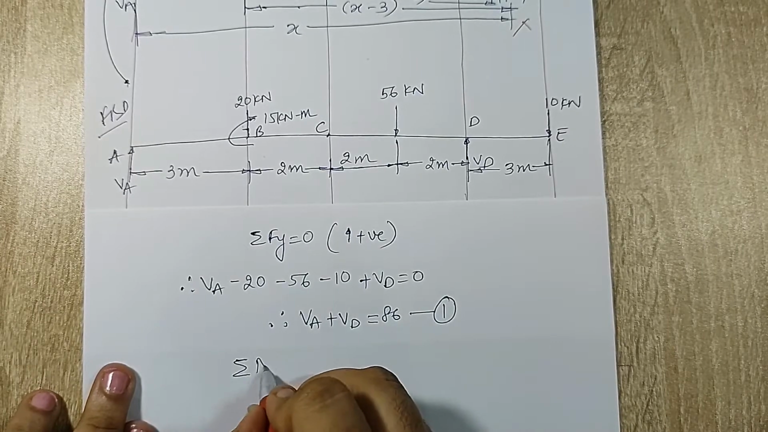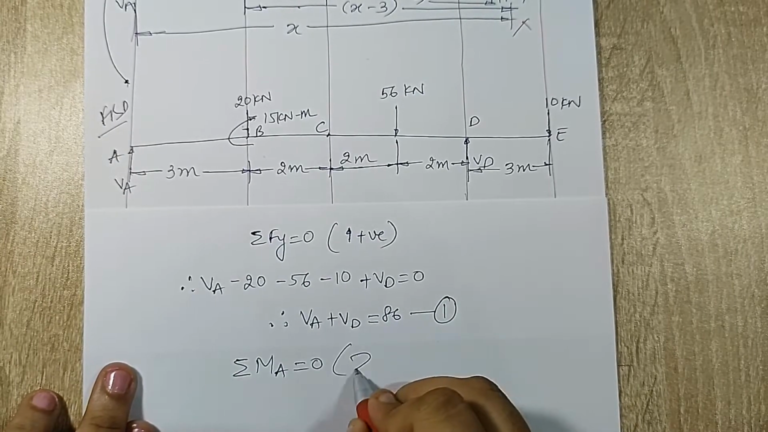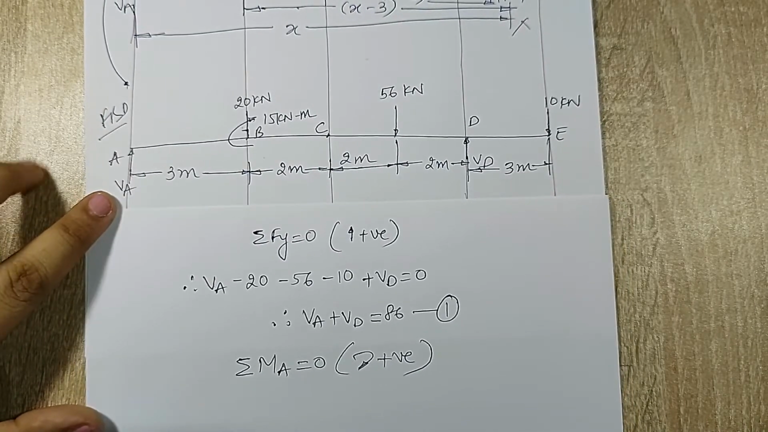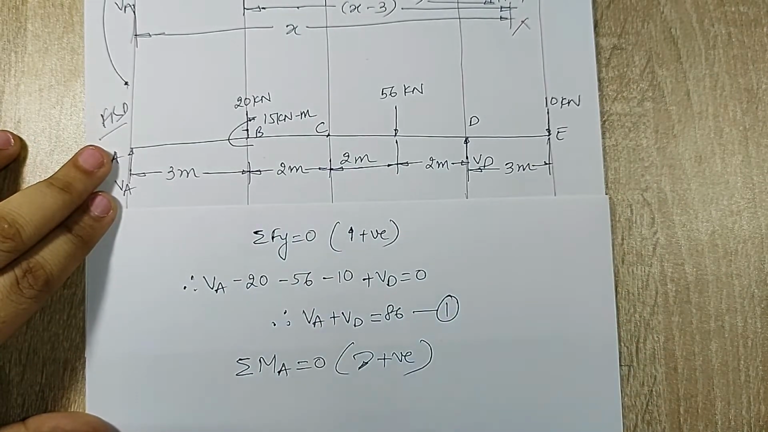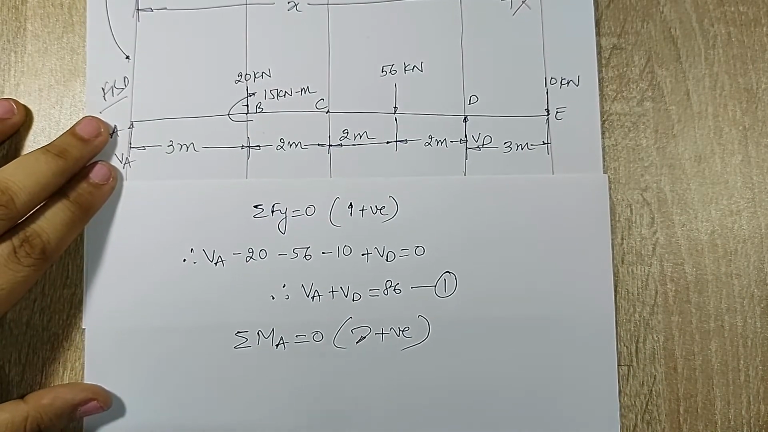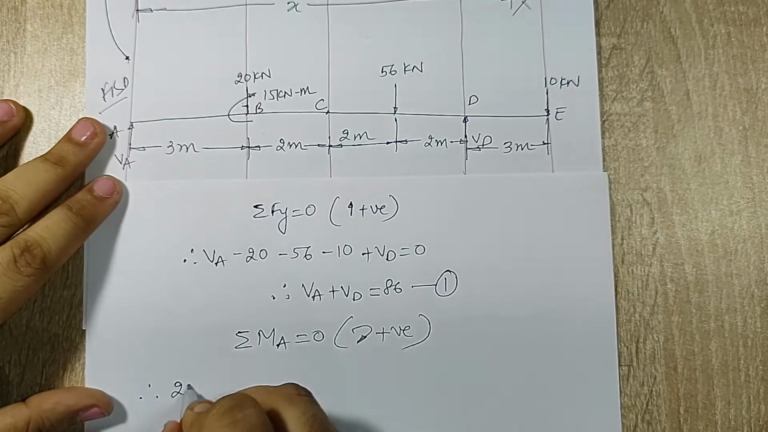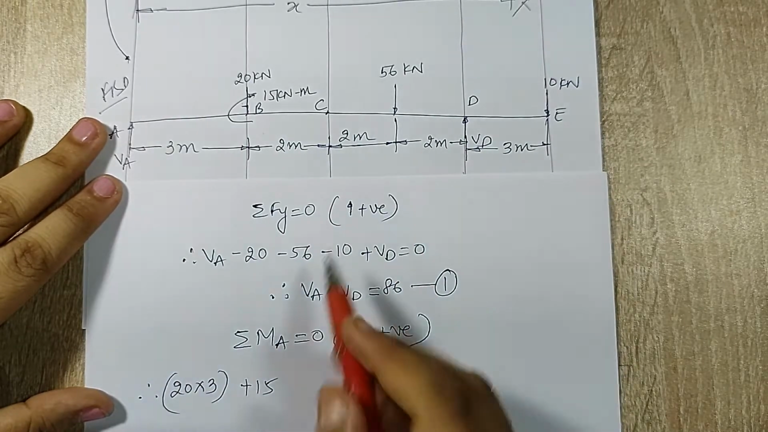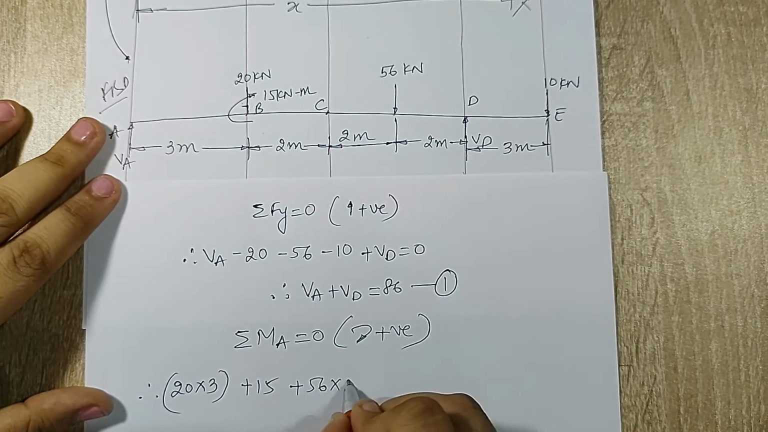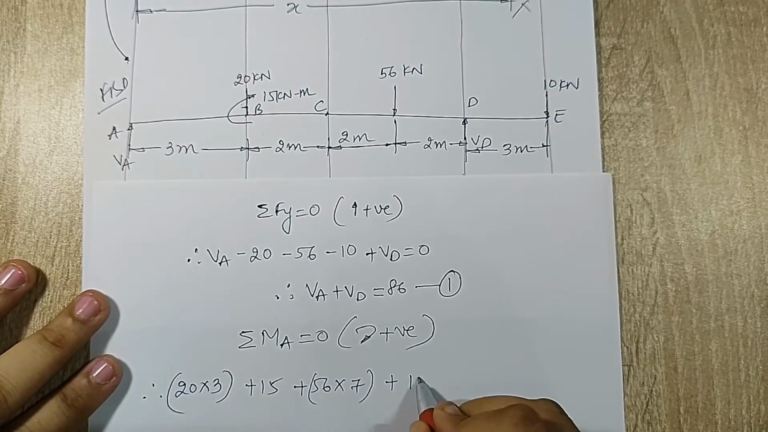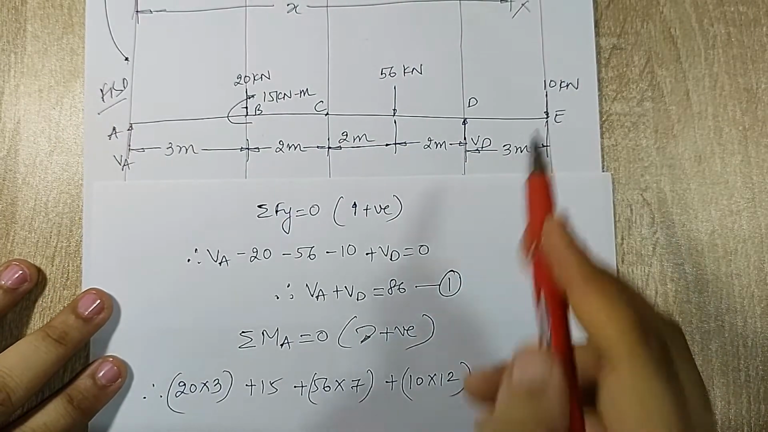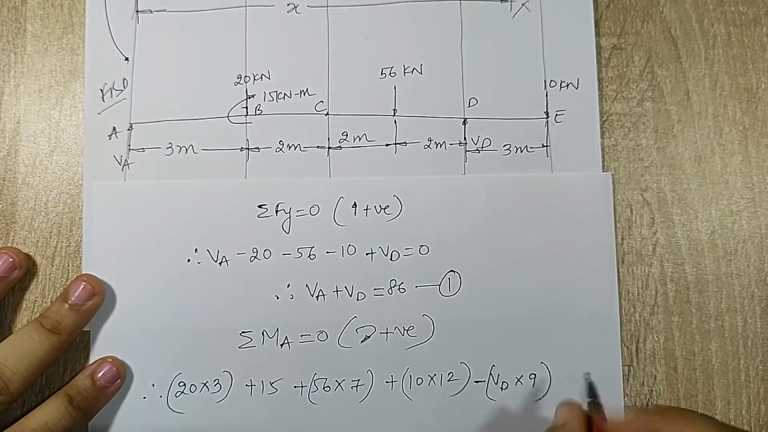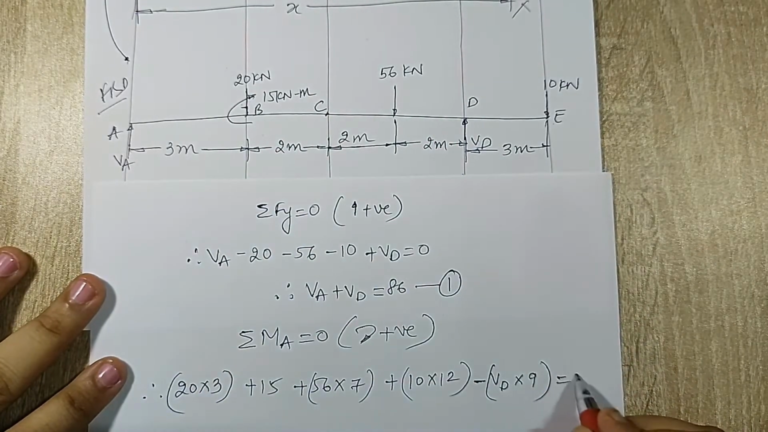Next I can write down summation of moment about A is equal to 0, and clockwise moment will be considered positive. So from the end A I am going to view, and all the forces have to turn either clockwise or anti-clockwise. So I'll have first one 20 into 3 clockwise plus 15, this is turning clockwise towards A. Next I have plus 56 into 7, then I'll have plus 10 into 12, which is this one, and this VD will be minus VD into 9 because it is going anti-clockwise towards A, is equal to 0.